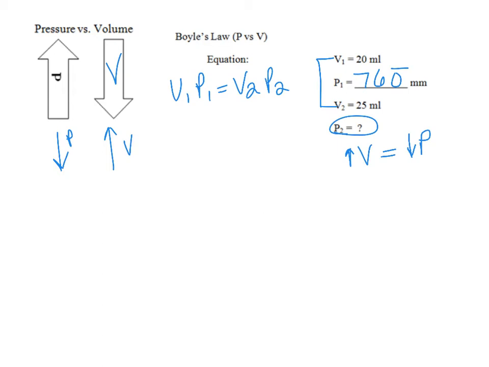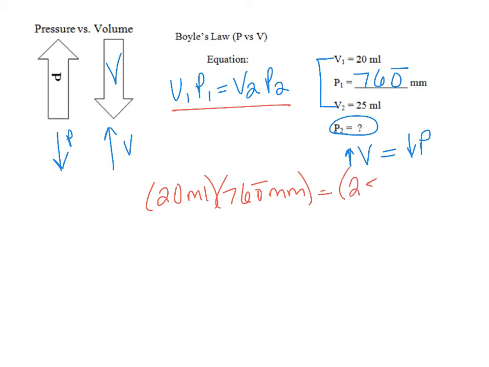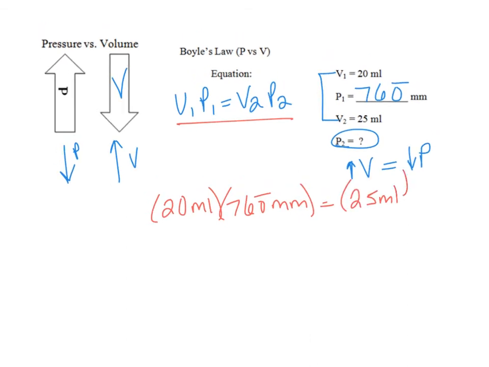So we would plug our numbers into this equation here, Boyle's law. We would have V1 is 20 mils. P1, the original pressure, is 760 millimeters, 3 significant digits. We know the final volume is bigger, 25 mils, and we want to solve for P2. So if we want to solve for P2, we need to get P2 equals and have everything else on the other side. So we're just going to divide both sides by 25 mils.